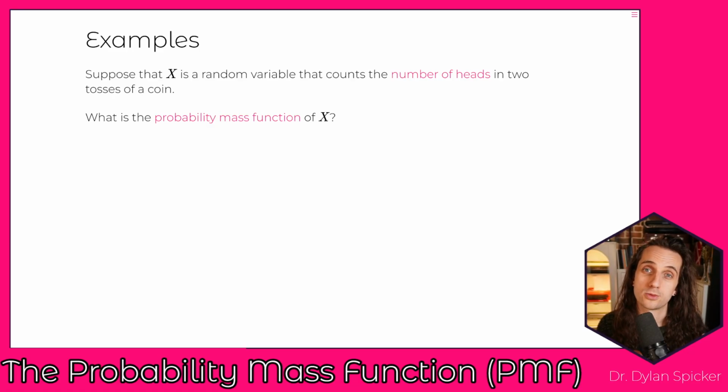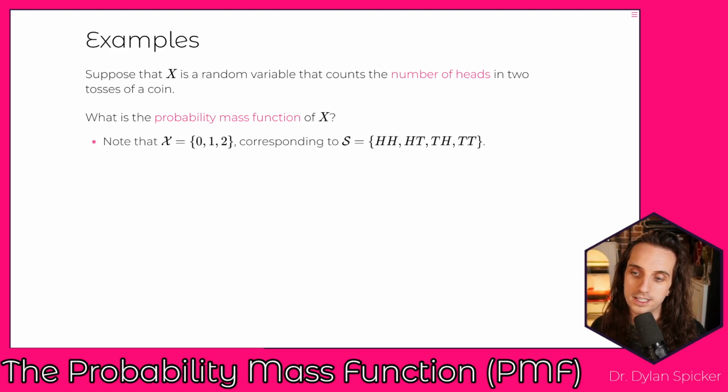So what we need to do is work out, well, what's the probability distribution? And then we need to write that down as a function of X. So the values that X can take on are going to be 0, 1, or 2. We're tossing the coin twice. And so you could have 0 heads if you get both tails. You could have 1 head and 1 tail, or you could have 2 heads and 0 tails.